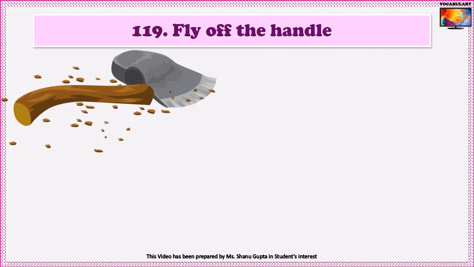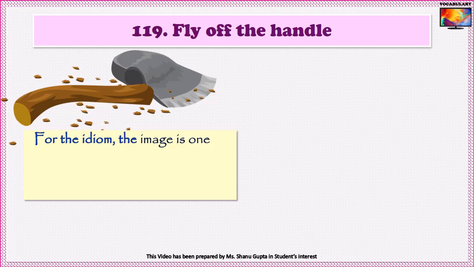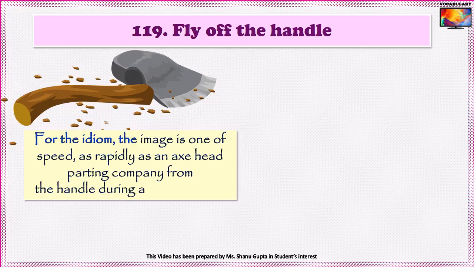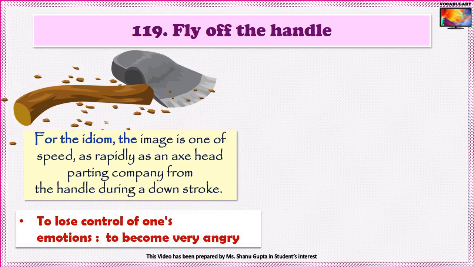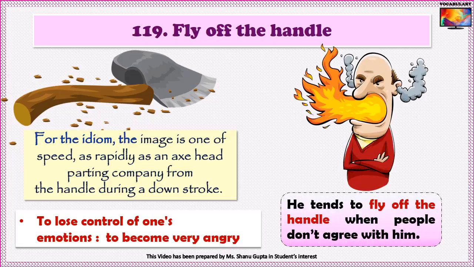Fly off the handle. Imagine an axe during a downstroke and its head suddenly comes off and flies off the handle. The image is that of speed and that of losing one's control. Similar phrases are to fly into a rage and to blow up, etc. To fly off the handle means to lose control of one's emotions, that is, to become very angry all of a sudden. An example sentence would be, he tends to fly off the handle when people don't agree with him.